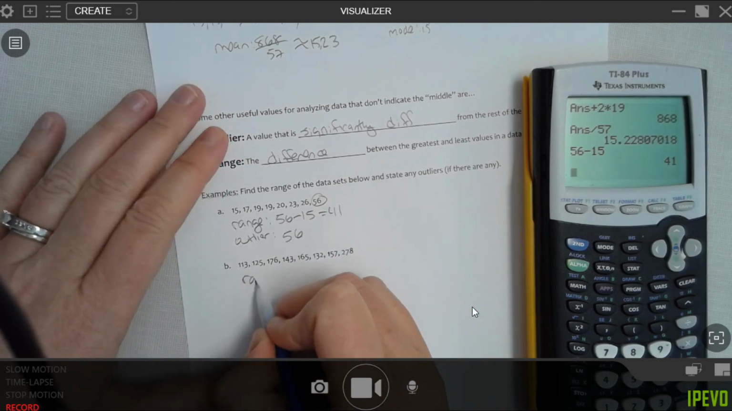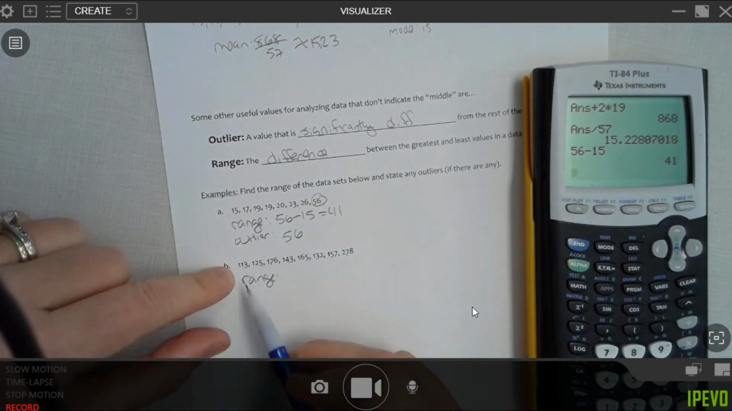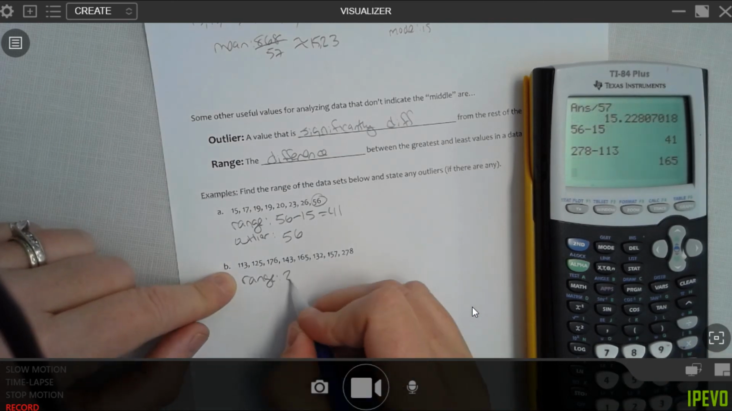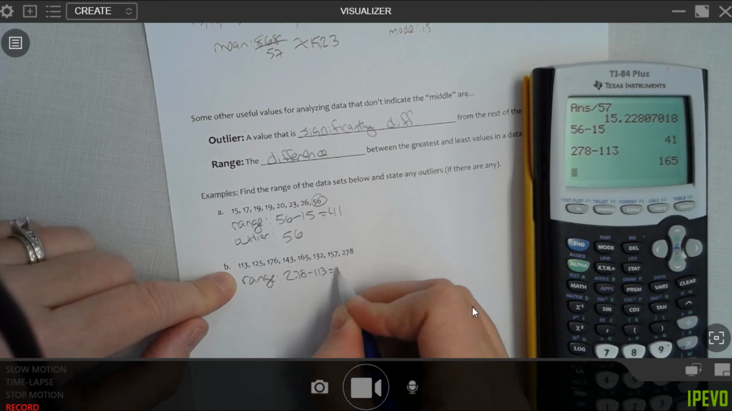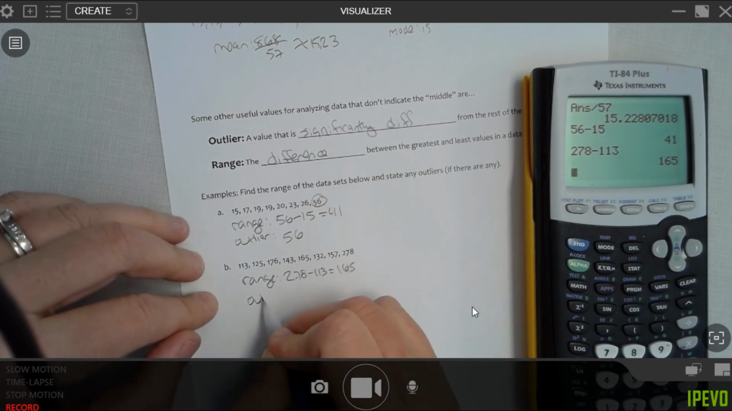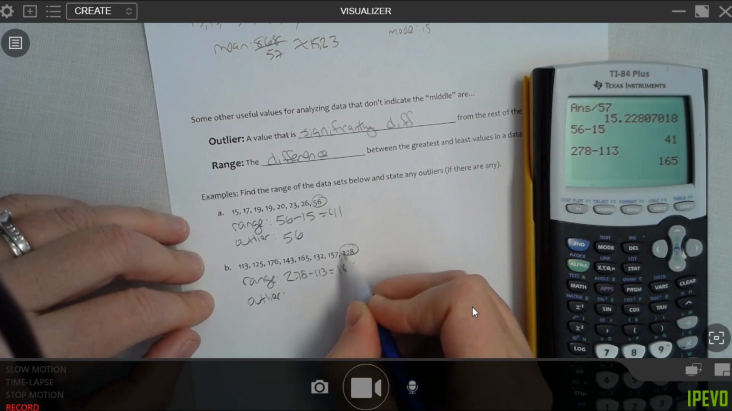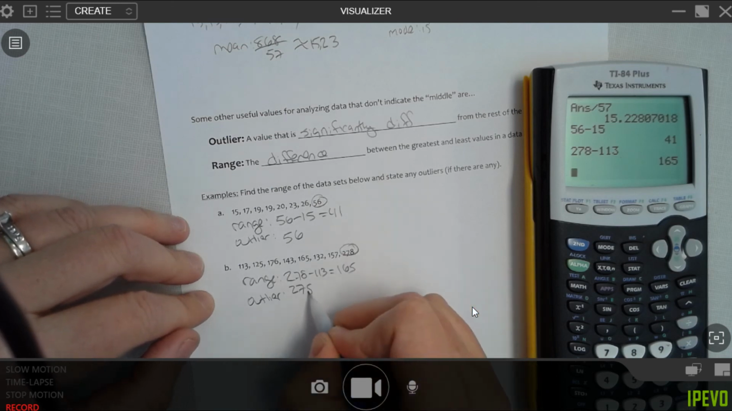So down here, my range, let's see. So I'm going to do 278 minus 113. I get 165. Outlier would be one that's really, really far off from everything else. And that would be this 278. It's a lot further away from everything else. So 278 would be your outlier.